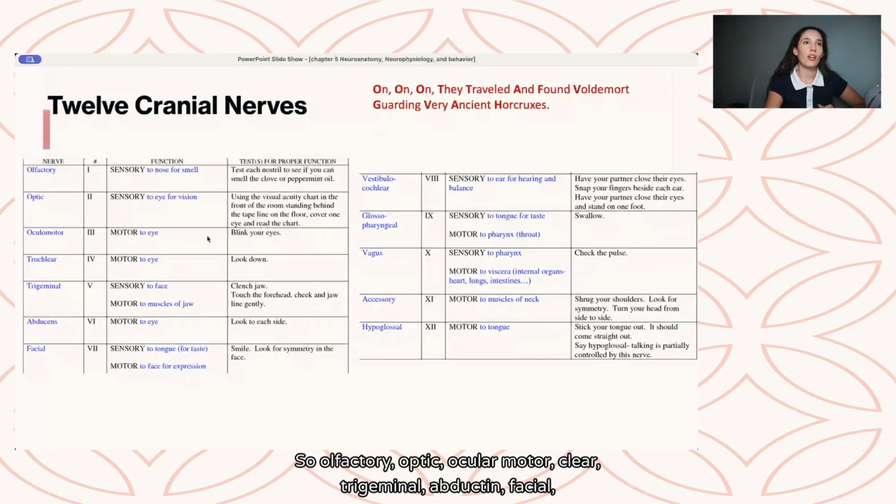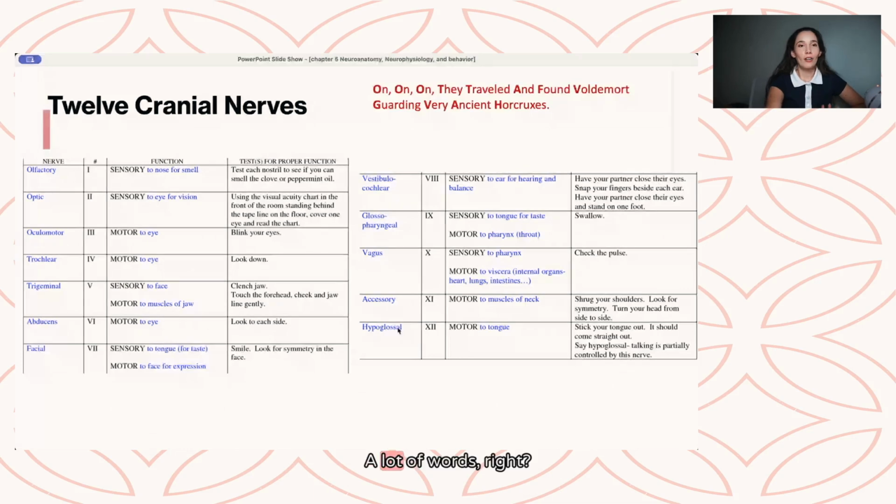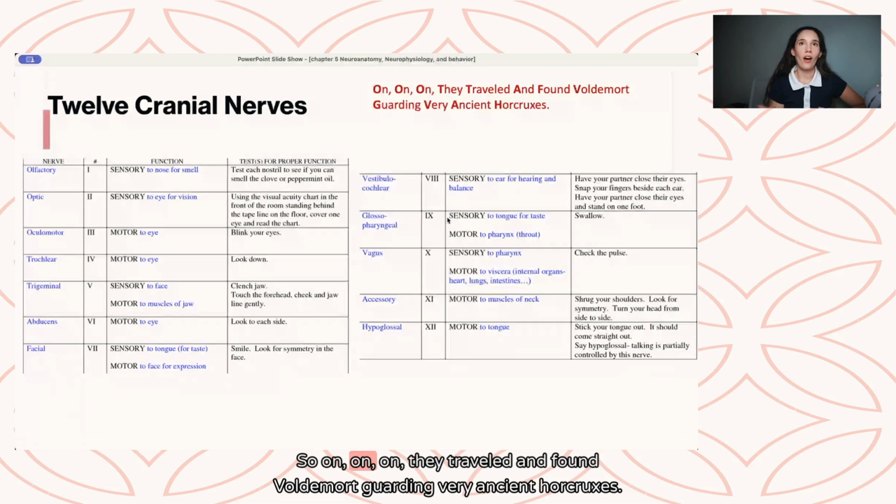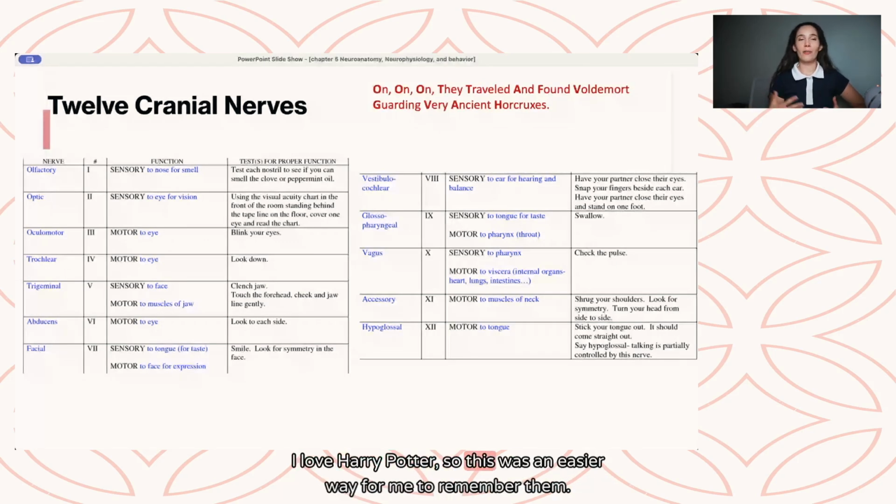So olfactory, optic, oculomotor, trochlear, trigeminal, abducens, facial, vestibulocochlear, glossopharyngeal, vagus, accessory, hypoglossal. So a lot of words, right? Here's how I remember it. On, they traveled and found Voldemort guarding very ancient Horcruxes. I love Harry Potter, so this was an easier way for me to remember them.